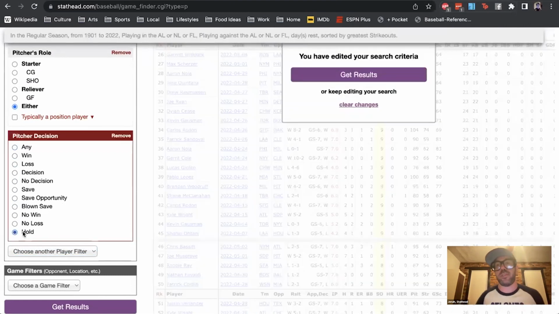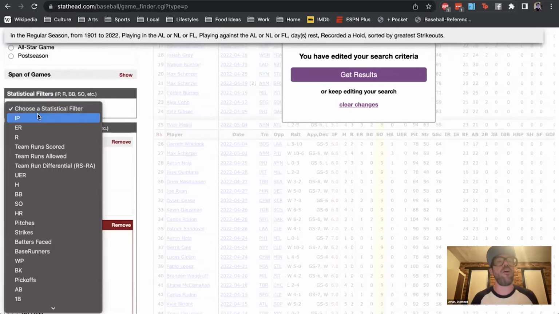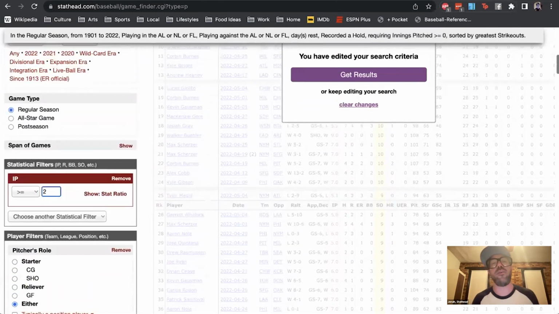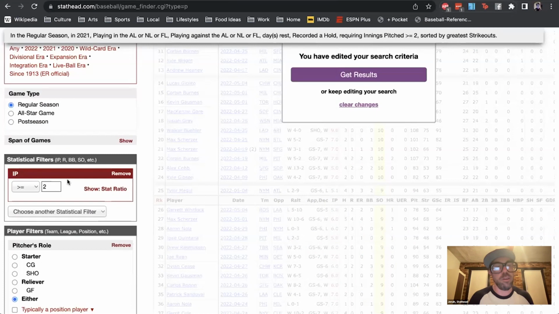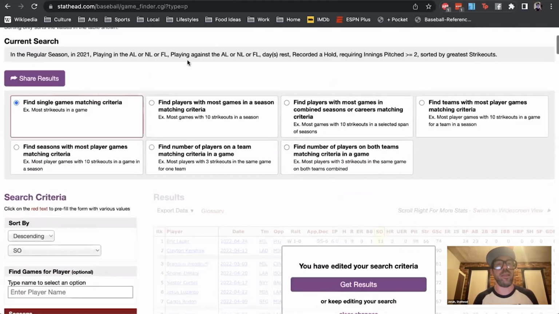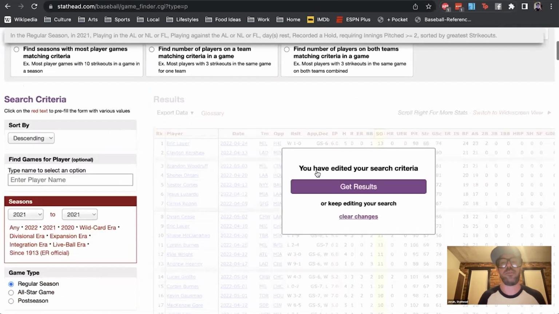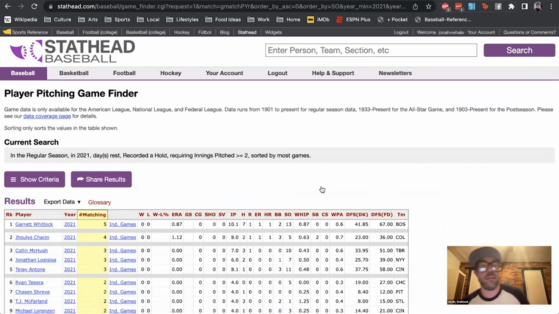And not only that, but once you select that, you can add filters on top of it. So I can start with holds, but I can be like, oh, I wonder who had the most 2-inning holds last year. So I did 2-inning, I set it to hold, set the year to 2021. And I'm going to find players with the most games in a season matching the criteria. Garrett Whitlock comes up there at number one. He had 5 2-inning holds.